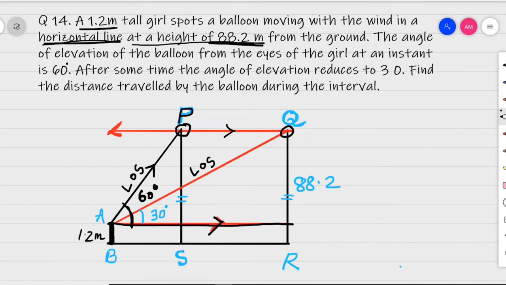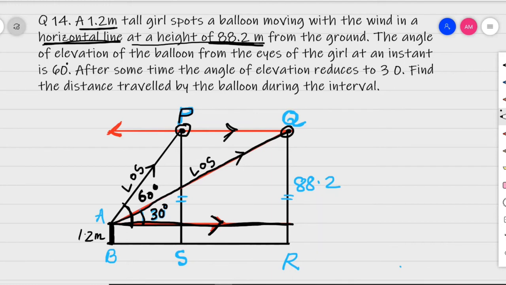After some time, the angle of elevation reduces to 30 degrees. That means the balloon has moved a little more distance. It has gone farther from the girl. And now this is the line of sight of the balloon, which is 30 degrees. Look here, it has become 30 degrees. In both cases, the horizontal line is this one only. Now what you have to find is the distance traveled by the balloon during the interval, that means from P to Q, what distance has the balloon traveled.